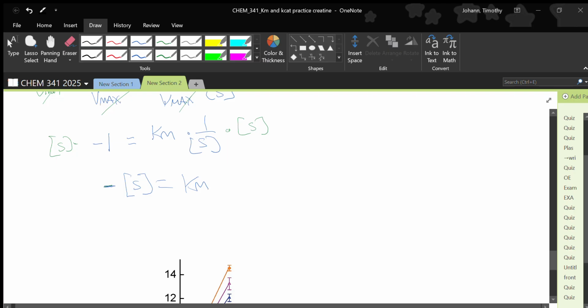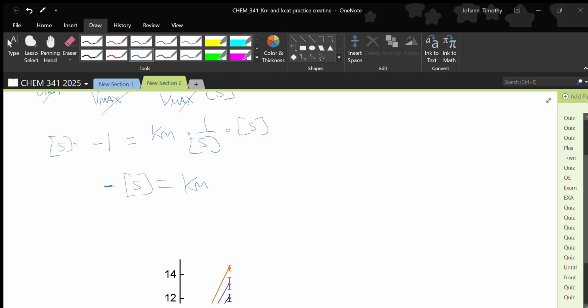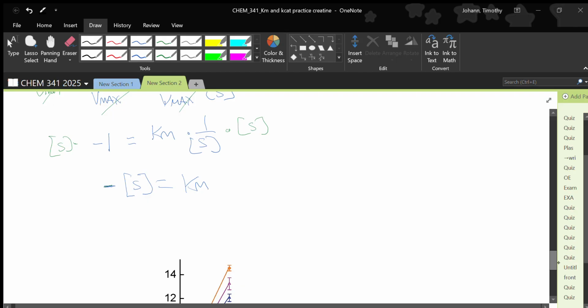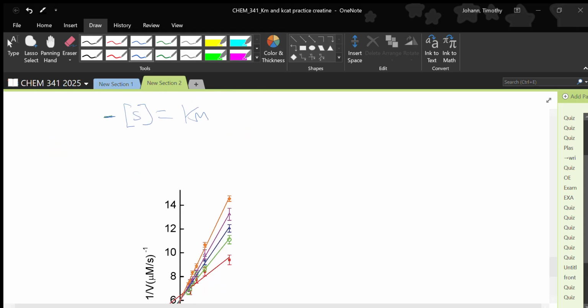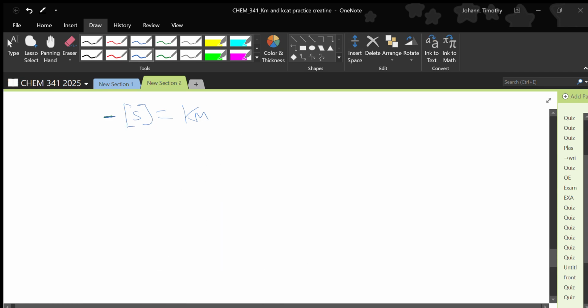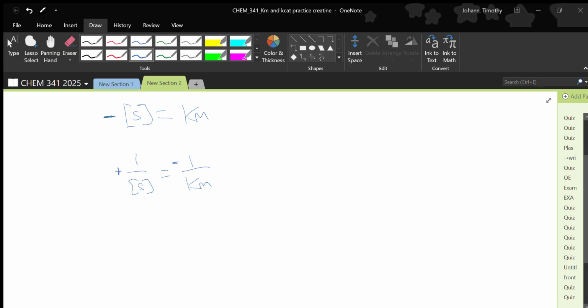Okay, but what am I plotting? 1 over substrate concentration, right? So if I'm going to figure out how Km is related, and I'm plotting 1 over substrate concentration, then I'm going to have to divide both of these into 1. So 1 over substrate concentration is equal to 1 over Km. And then I can flip this negative sign. Because I'm reading 1 over substrate concentration off that x-axis, that's equal to -1 over Km.